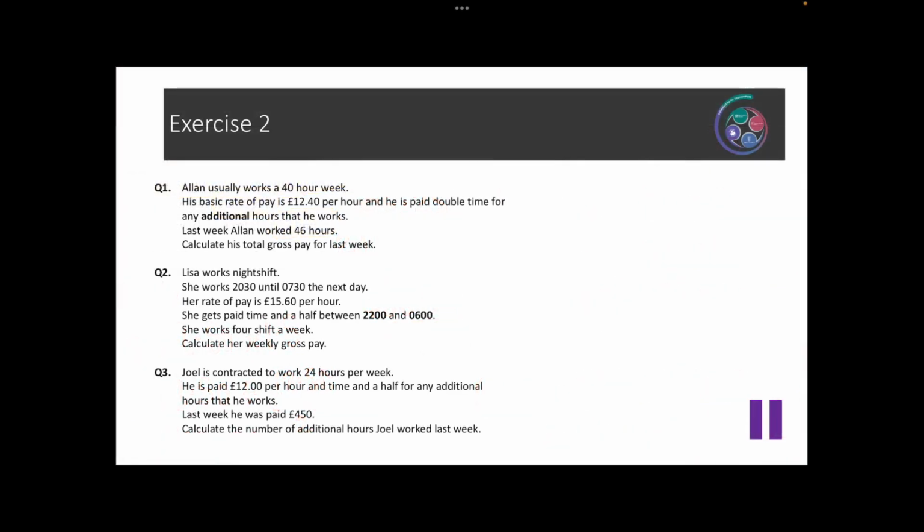Okay, so I want you to pause the video now and try these 3 questions from exercise 2. So we're all on working out overtime and wages. Question 3 is a wee bit different. You'll need to work backwards for part of it, but they all rely on the fact that you need to either multiply or divide by double-digit numbers, which is the important thing that we're trying to pick up on from here. This is our numeracy skill we're working on.